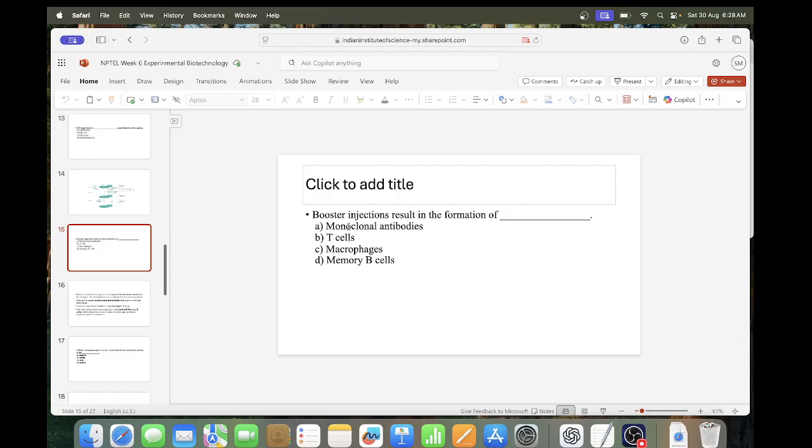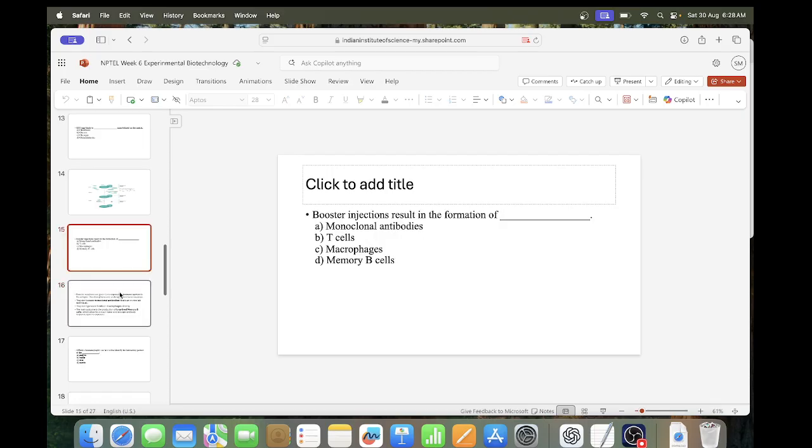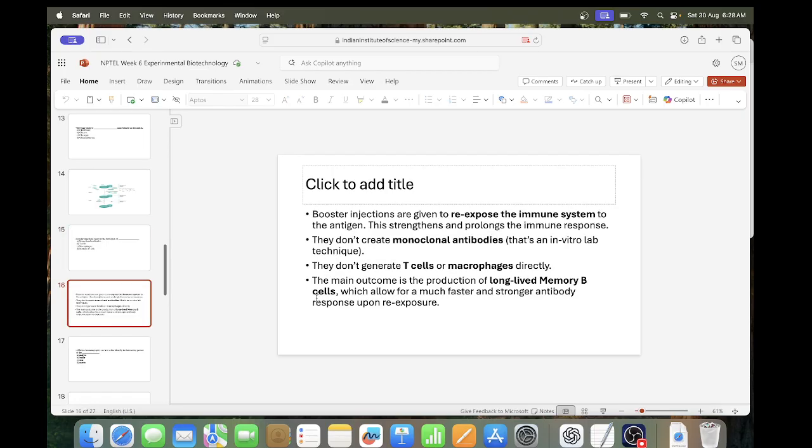These are not a result of booster injections, but booster injections help your memory B cells. They convert your B cells to memory B cells and ensure that at any point later in your life, if you have any infection with the same antigen, some antibodies should be produced. So that is the purpose of this booster dose. To sum it up, the main outcome is the production of long-lived memory B cells, which allow for a much faster and stronger antibody response upon re-exposure.